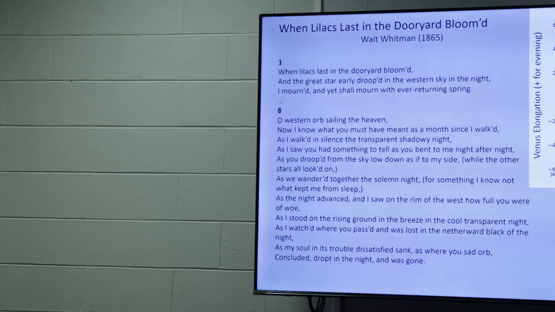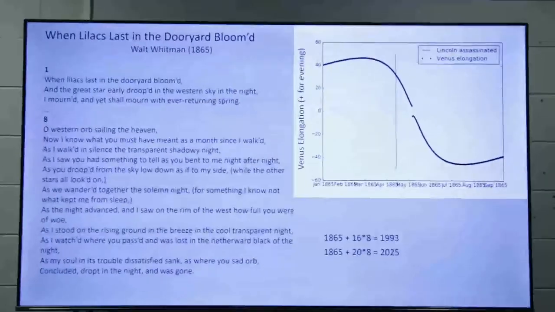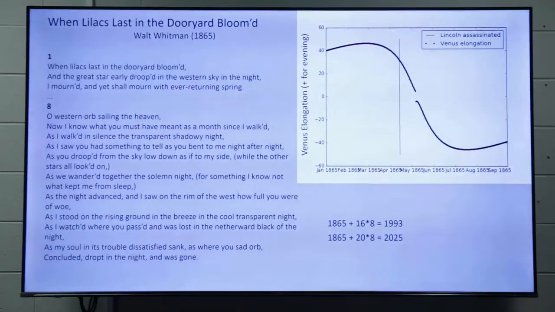When lilacs last in the dooryard bloom'd, and the great star early droop'd in the western sky in the night, I mourn'd, and yet shall mourn with ever-returning spring.